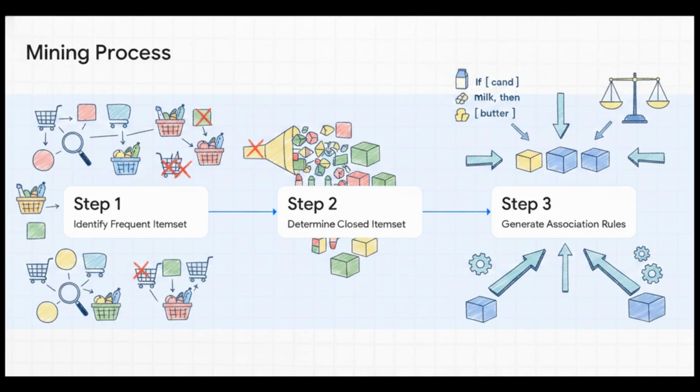This is exactly where we measure our rules. Support tells us how often a specific item combo actually happens out there in the real world, while confidence tells us how reliable that rule is when push comes to shove.